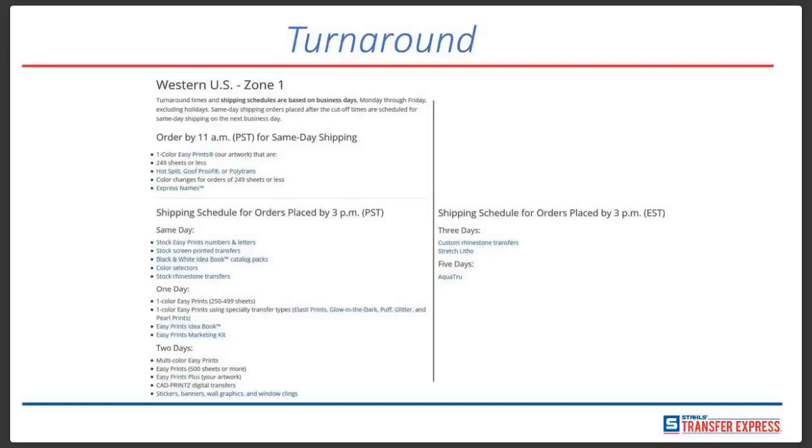For a 3-day turnaround time, we have our custom rhinestone transfers, our hybrid ink, which is the Stretch Litho, and the longest turnaround time is our Aqua True. That does take 5 days for us to ship that. It's a very labor-intensive process. And it is in a controlled environment to control the humidity. So it does take a little bit longer, but definitely it's worth the wait. Aqua True is great for nylon, spandex, lycra. So it's a very, very versatile product.